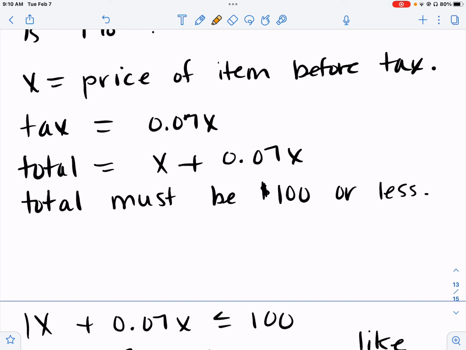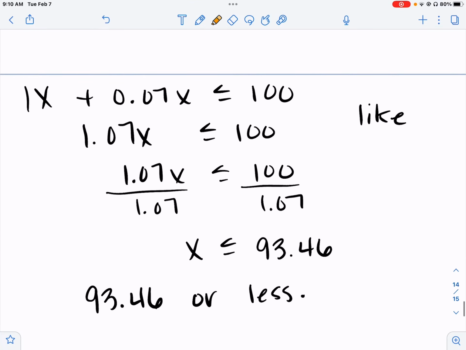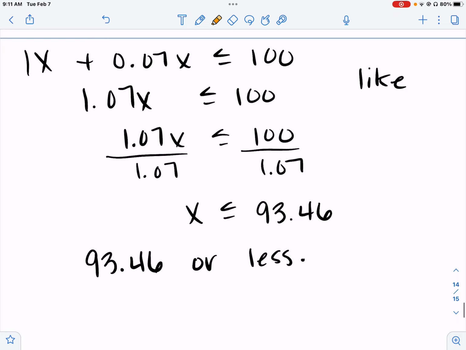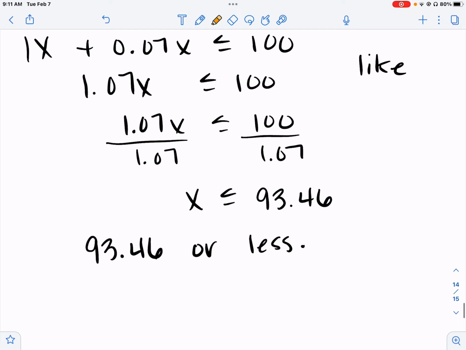The total something is the price plus the tax. The price is X plus the tax is 0.07x. If the total must be $100 or less because that's all they have to spend, the total is x plus 0.07x. Those are like terms, so we get 1.07x. If we divide, we get x has to be less than or equal to $93.46. And that is an application of inequalities. And that's the end of this lesson.